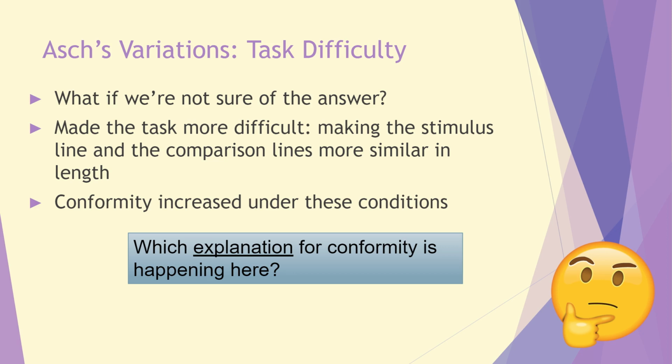Which explanation for conformity is happening here? It's informational social influence. We talked about the fact that in the original study, because the answer was obvious, the reason why people may conform to the same incorrect answer is just to fit in, to be liked, which we know is normative social influence. In this instance, the participants might be conforming to find the correct answer. So it would be them conforming for informational social influence.